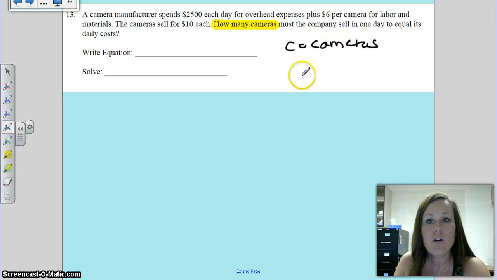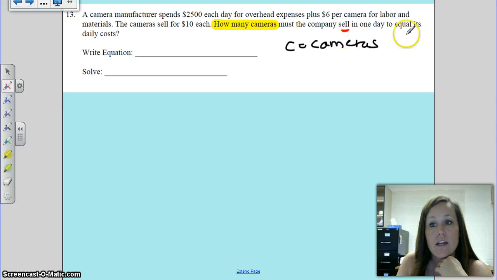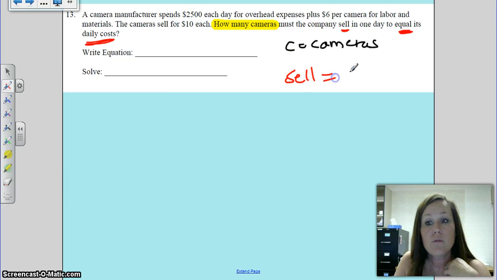A lot of you guys were like, no, I'm solving for dollars. No, I'm solving for cost. We're solving for cameras because the question says, how many cameras? Next, how many cameras must the company sell in one day to equal its daily costs? So I'm looking at how much do I have to sell to equal daily costs.